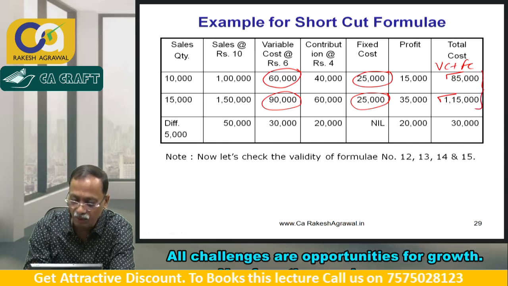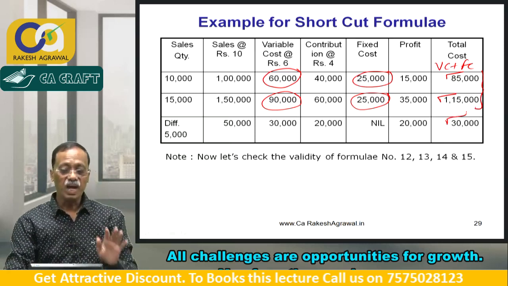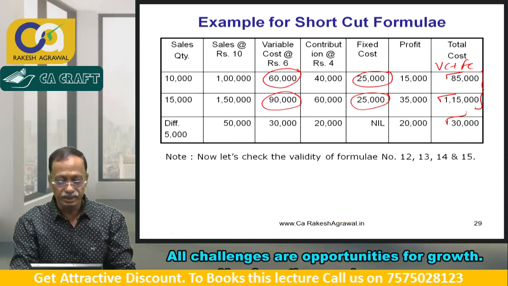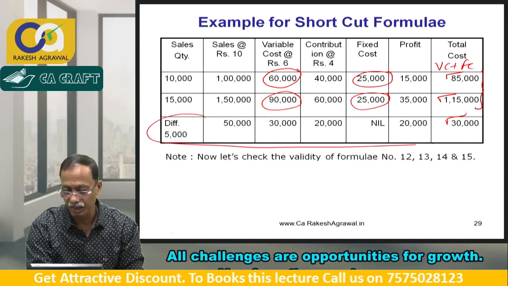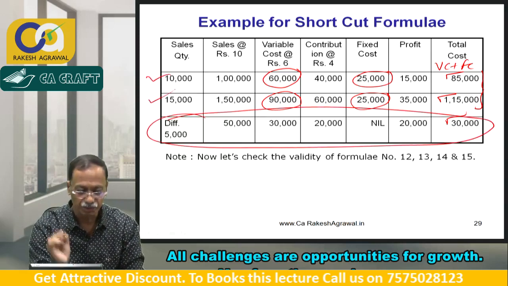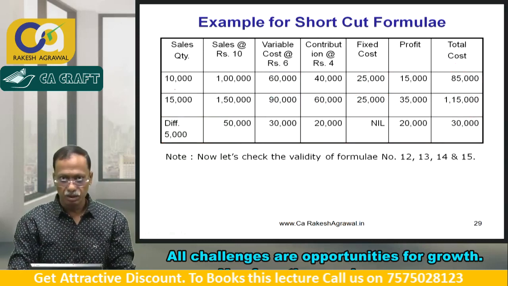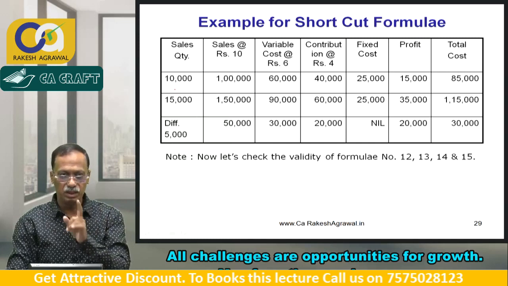And difference in total cost is 30,000. I have just explained the data to you, right? What data it is and what this differential line is. The third line is the difference between these two. Okay. Now you take down this data so that we'll check the validity of formula number 12, 13, 14 and 15.